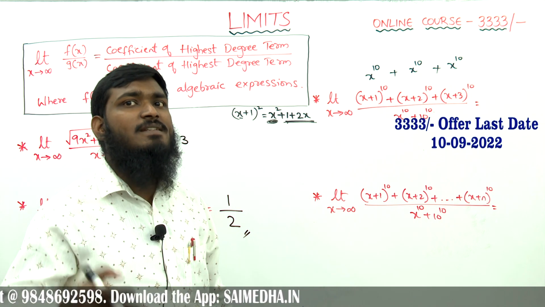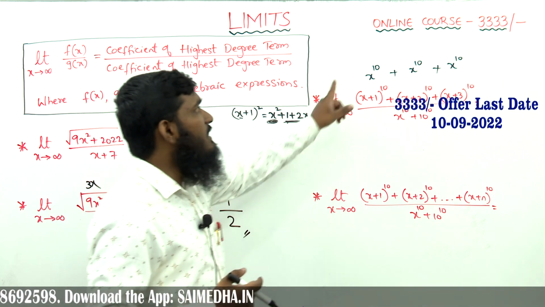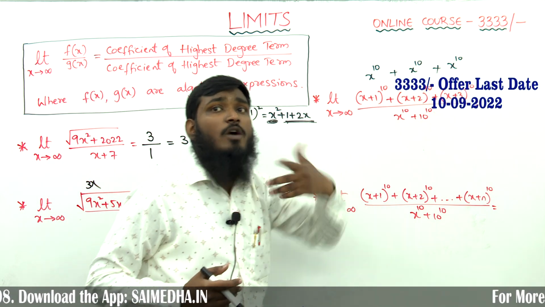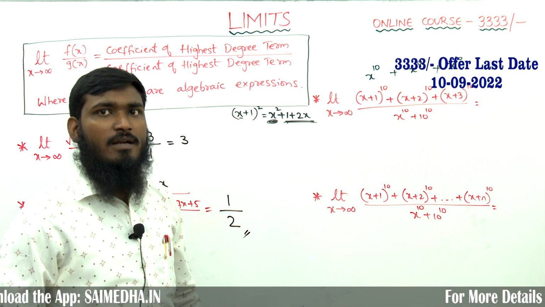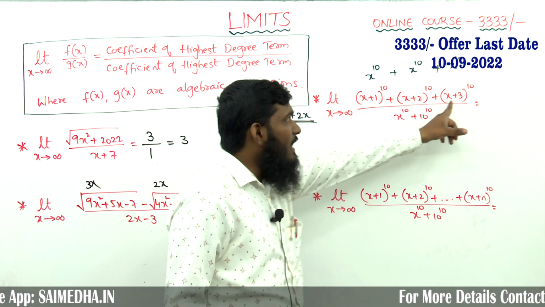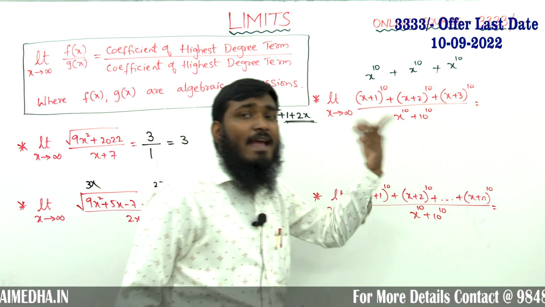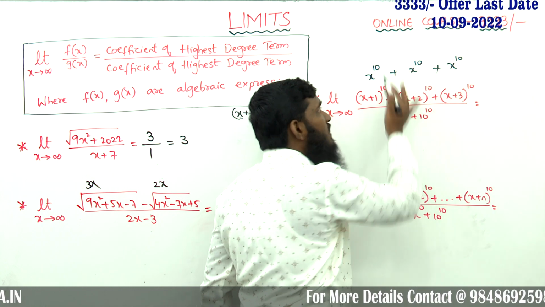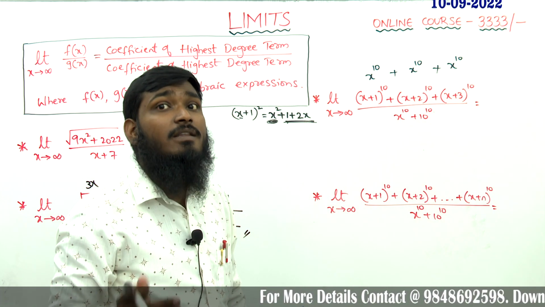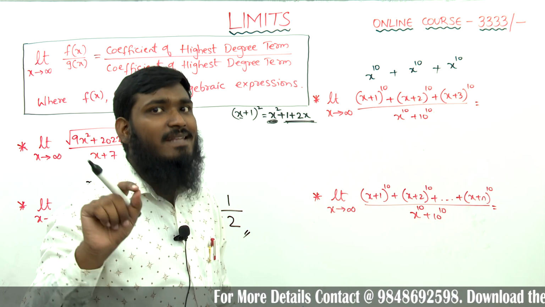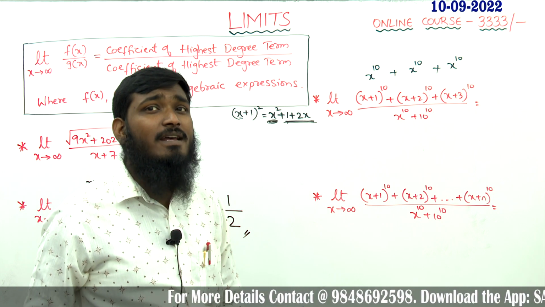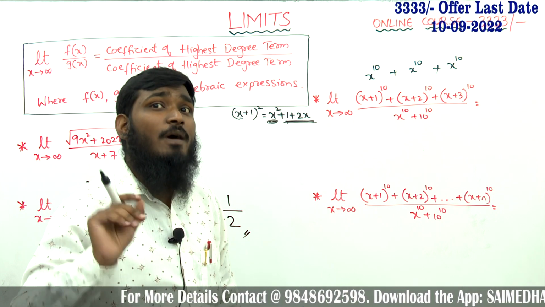x plus x plus x means 3x. Similarly, x power 10 plus x power 10 plus x power 10 means 3x power 10. We have written this part. Now divided by, in the denominator we have x power 10. So from the complete question, what can we decide? That the highest degree term is x power 10.